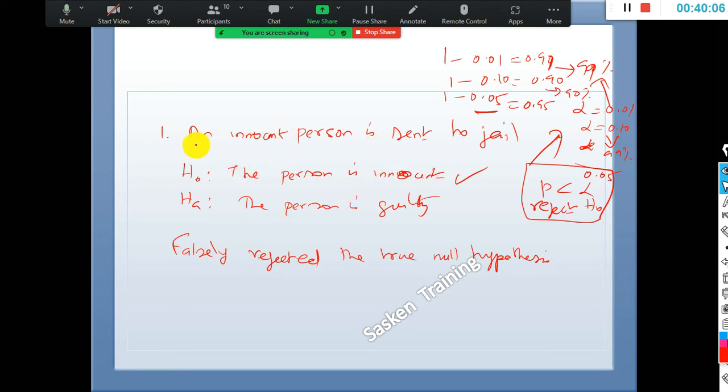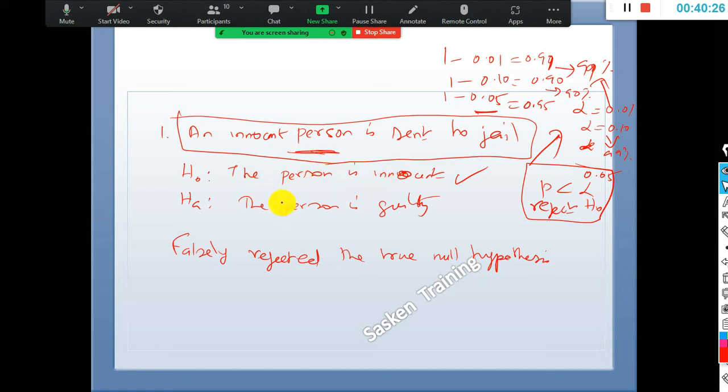In this case, the statement was given very clearly: an innocent person is sent to jail. This is how we need to write the null and alternative hypothesis. If you reject the true null hypothesis, actually this person is innocent. Mistakenly you rejected the true null hypothesis and you consider this person guilty. This is called your type 1 error. Rejecting the true null hypothesis is called your type 1 error.